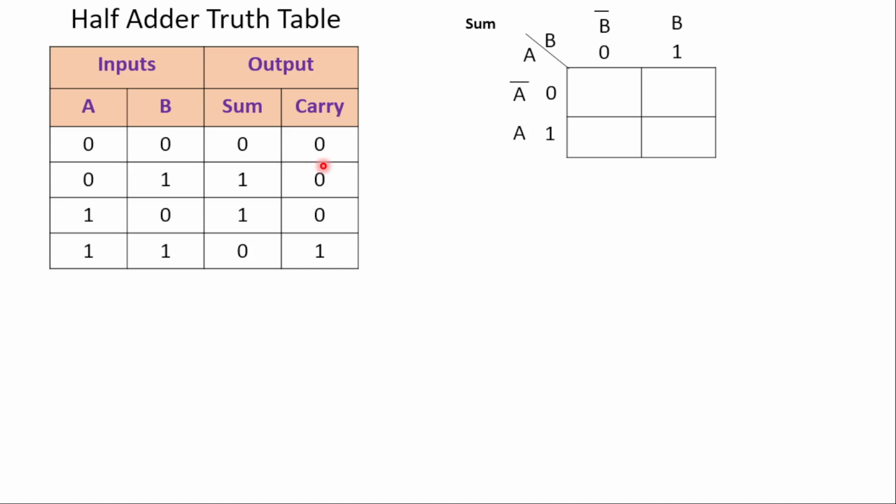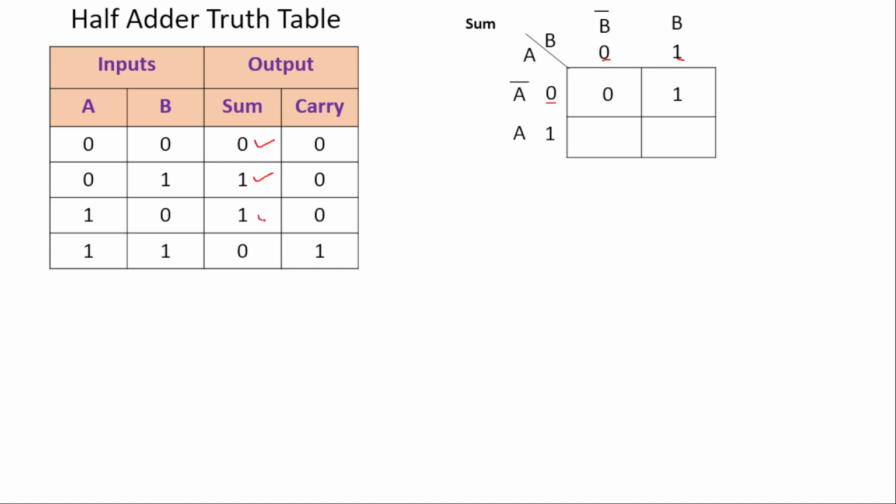Now let us mainly focus on the sum column. When A is 0 and B is 0, sum is 0, so the output 0 is written inside the cell. In the second case, A is 0 and B is 1. So here I have to write the value of sum, and value of sum is 1. So 1 is written here.